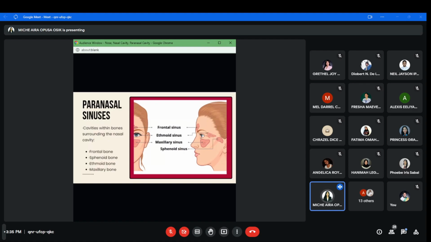Next is the paranasal sinuses. Cavities within bone surrounding the nasal cavities are the frontal bone, which you can see on the screen is at the forehead. Then the sphenoid bone, which is near the ears. Then the ethmoid bone, which is like the temple. Then near the eyes. Then the maxillary, which is like the cheekbone area.